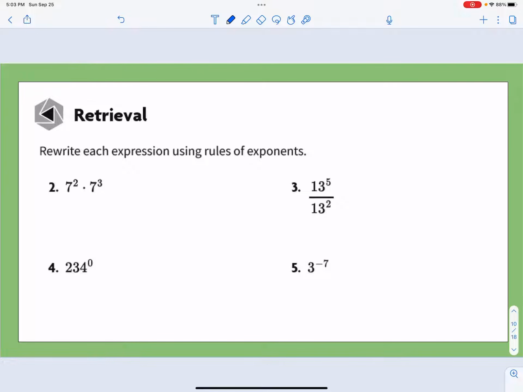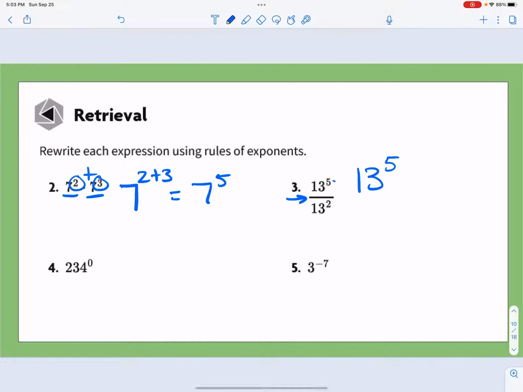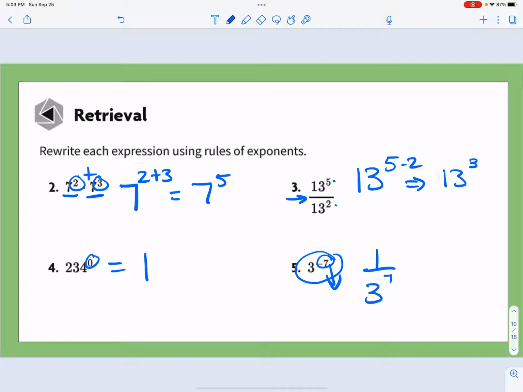The other part, to kind of get you ready, reviewing things here. The bases are the same, so I keep the same base. I'm multiplying, so I want to add those. 2 plus 3, so I get 7 to the 5th power. Here, because I'm dividing, I'm going to do subtraction. Keep the same base, 5 minus 2, which becomes 13 to the 3rd power. Over here, we have something to the 0 power. Anything to the 0 power is simply going to be 1. And this one, 5 to the negative 7. When I see negative 7, it means it's got to move downstairs. So we're going to say 1 over 3 to the 7th power.